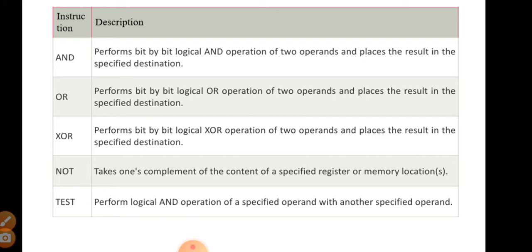operation. Means logical AND, if there are two conditions, we have to check. When both the conditions are true, then it can test or execute the code. Like that, the instruction performs this operation on a specified operand or with another specified operand.